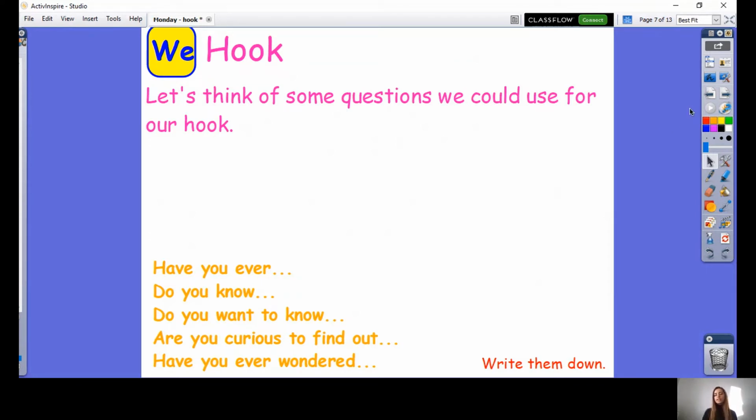Okay, you should have written at least 3 hooks on a piece of paper. I have chosen the hook. Do you want to know how to make a disgusting sandwich? Are you curious to find out how to make a disgusting sandwich? Do you know how to make a disgusting sandwich? Those are my 3 hooks I have written on my piece of paper. Can you tell me yours?